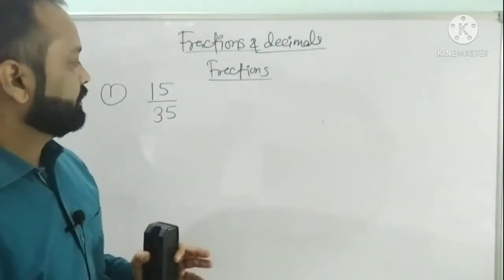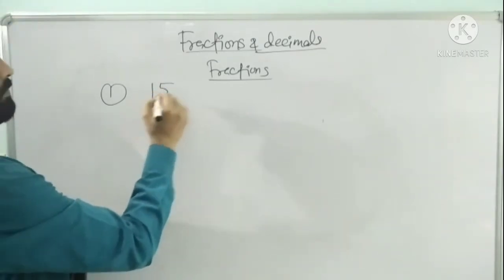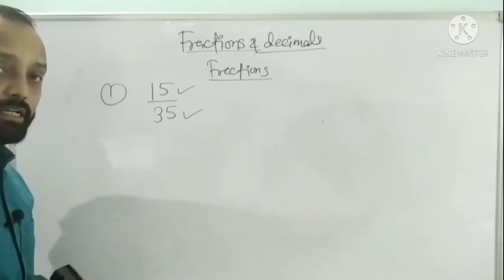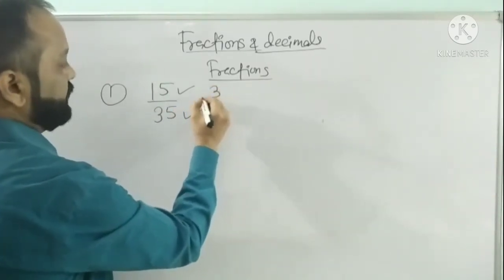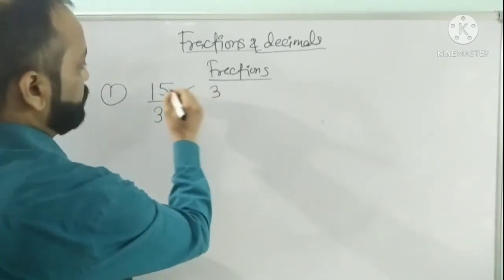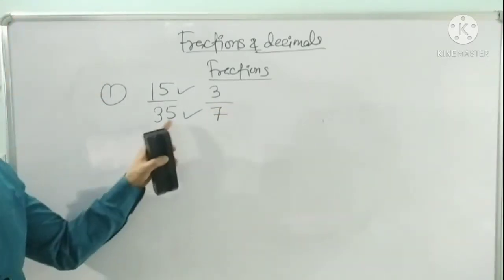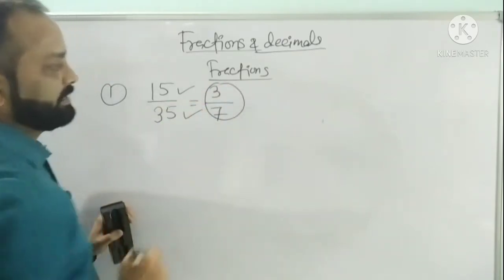Can we have any table where 15 is there in the table and 35 is also there in the table? Yes, of course we are having. So 3 into 5, we are having the table of 5. So 3 into 5 is 15 and 7 into 5 is 35. So this can be written as 3 by 7 also.